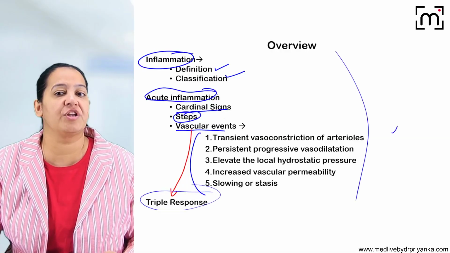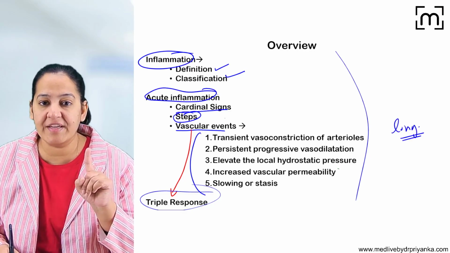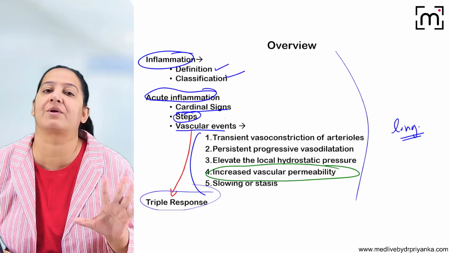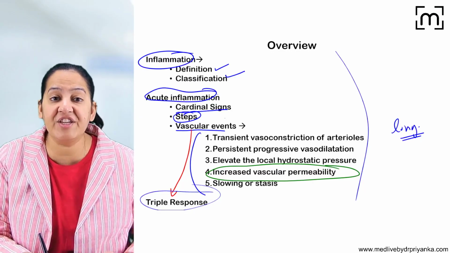It's a long question usually asked in your university exams of second prof, or sometimes you can get a short question on increased vascular permeability, which is one of the important vascular events. So let's start it. So let's start with the definition of inflammation.